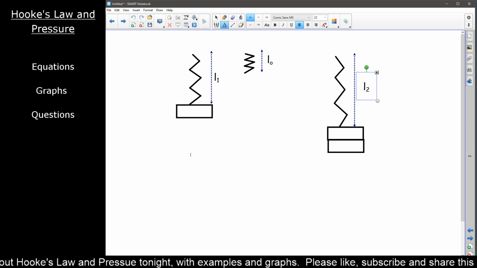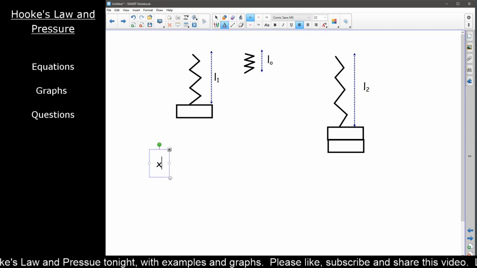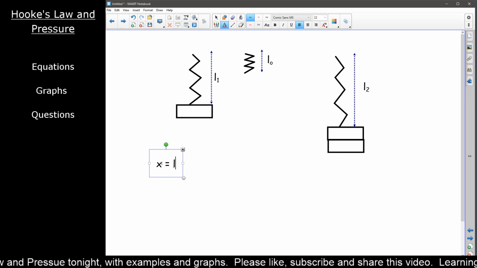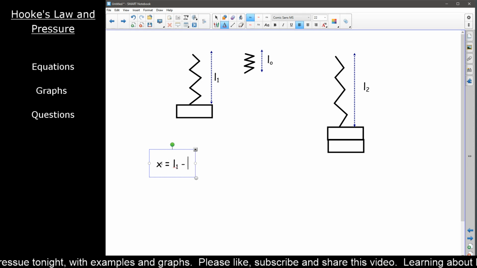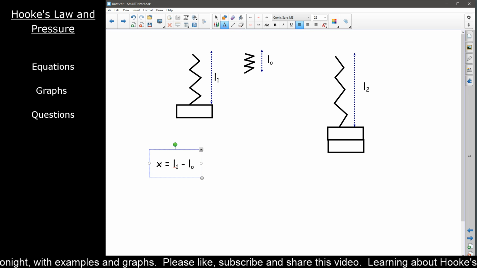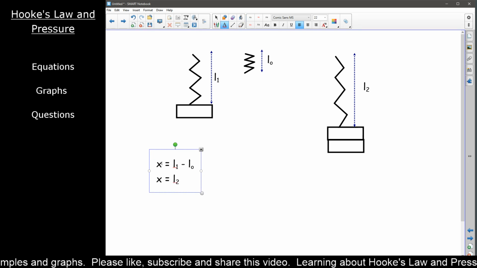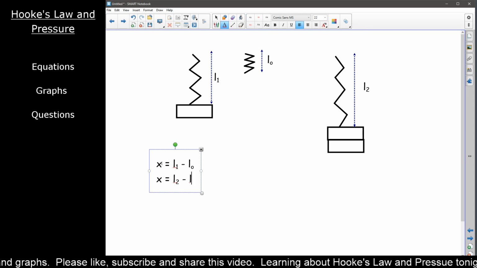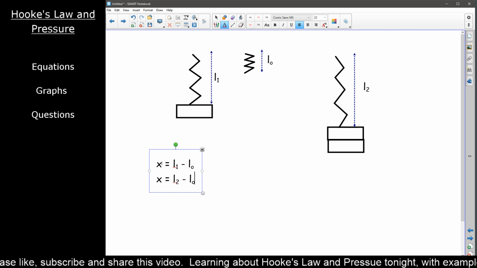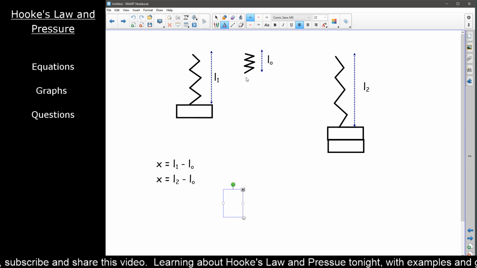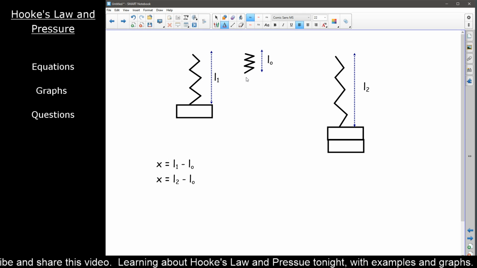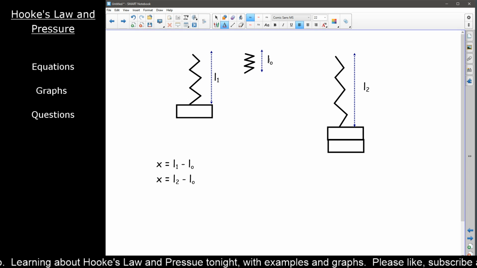Now at any time the extension x is equal to whatever length you have, so let's say it's L1, take away your original length, L0. The extension for the second one is equal to L2 minus L0. It's always the original length you're taking away from your new length. That's really important. Lots of people make that mistake. You need to get into your head, you're always taking away the original length.